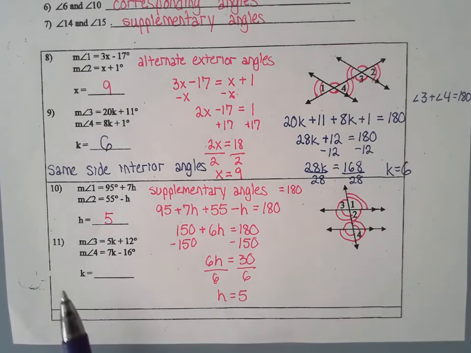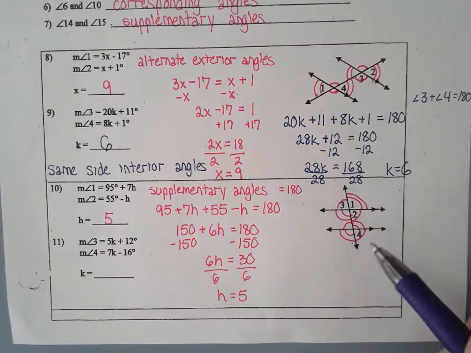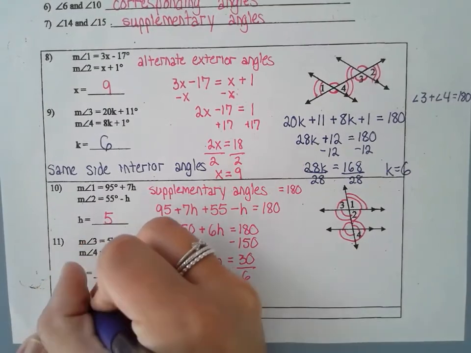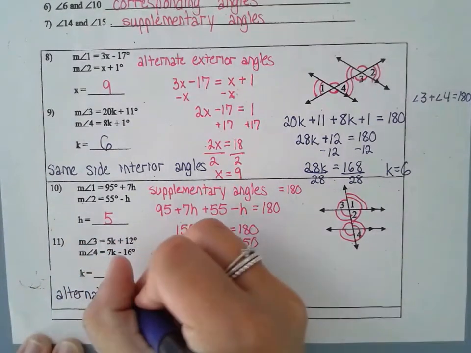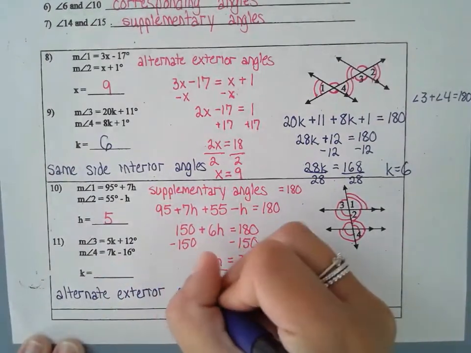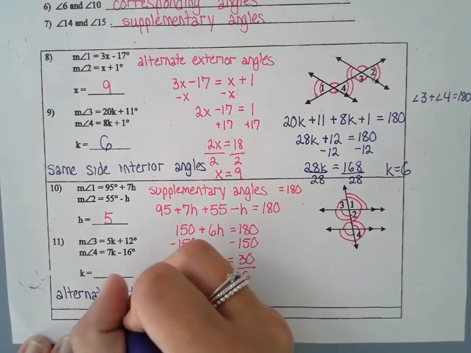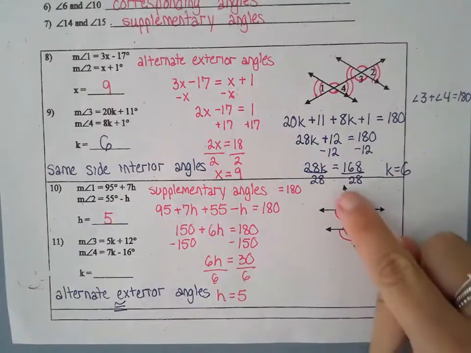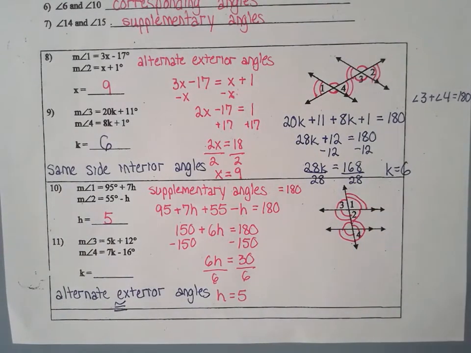As I move on to number 11, we have angle 3 and angle 4. Both of these angles are outside of the parallel lines, and they're on opposite sides of the transversal. So these are alternate exterior angles, which means that they are congruent. Since these two have the same sign, they only have one congruence mark, I can set them equal to each other in order to solve for my variable.